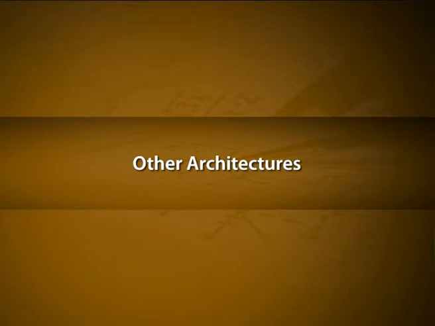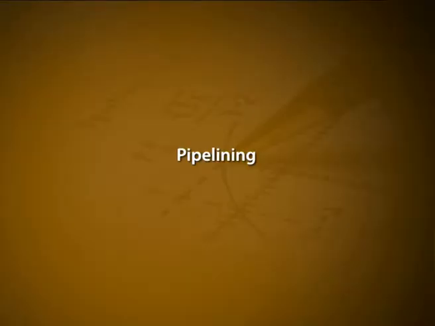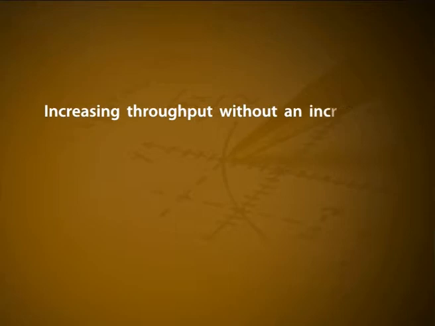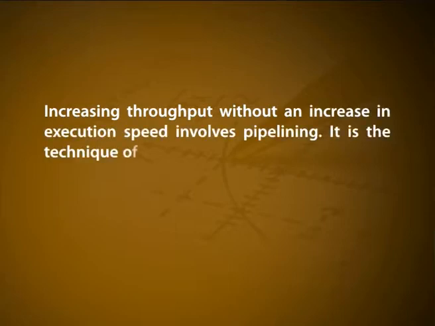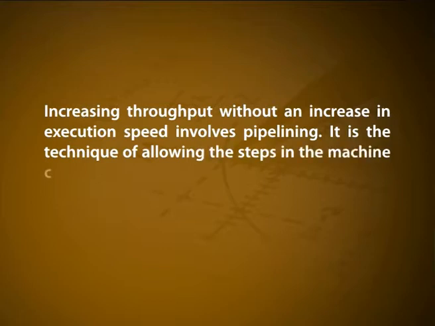Other architectures. There are some alternatives to the traditional machine architecture. Some of them are pipelining. Increasing only the execution speed may not improve a computer's performance. The actual goal is to improve the machine's throughput, which is the total amount of work the machine can accomplish in a given amount of time. Increasing throughput without an increase in execution speed involves pipelining. It is the technique of allowing the steps in the machine cycle to overlap.